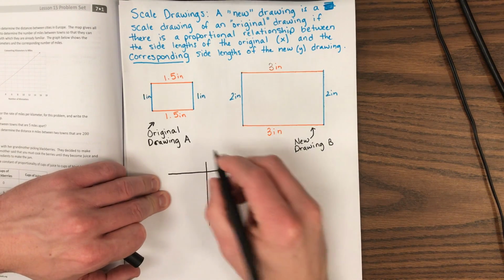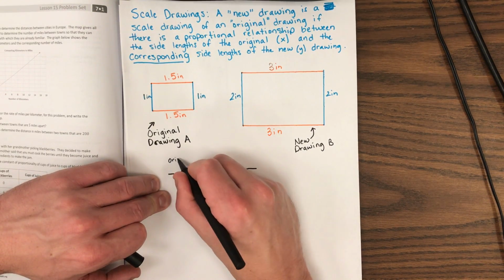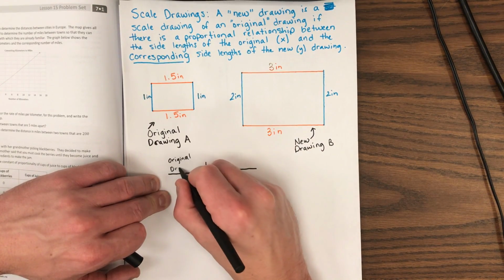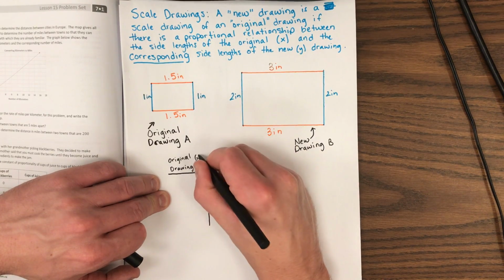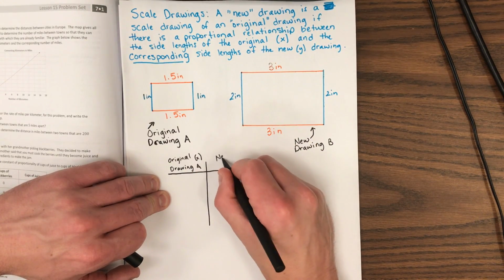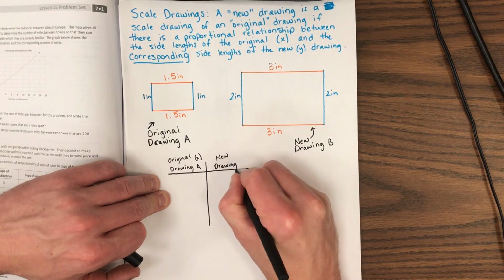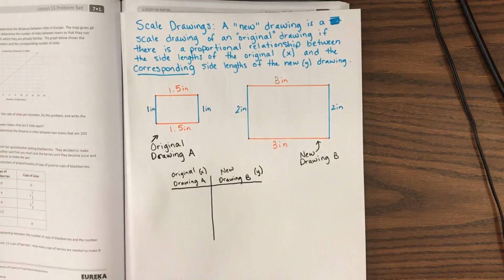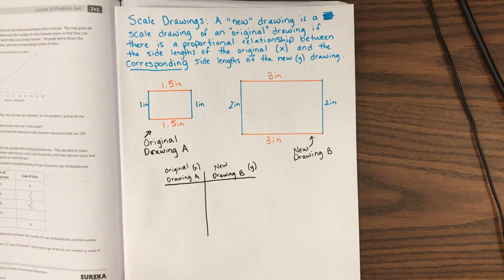And I would call these my original. Over here I could put original for the original drawing, or I could put drawing A. Both of those would be okay. And maybe remind myself that these are x. And then over here, I could put my new, or drawing B, or remind myself that these are y. And then I'm going to put corresponding sides next to each other in the table.